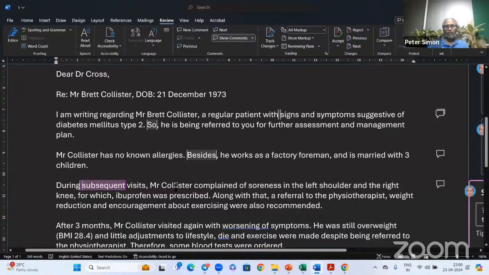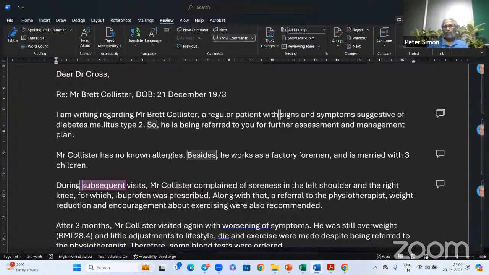During the subsequent visits, Mr. Collister complained of soreness in the left shoulder and the right knee, for which, for soreness, ibuprofen was prescribed.